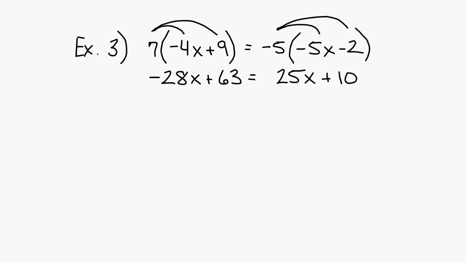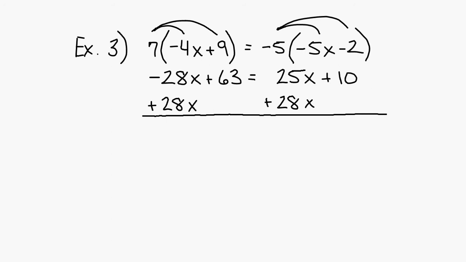Next step is to combine like terms if needed. There's no like terms that you can combine. So you're going to move the variables to one side of the equal sign now, and you're going to move the smallest variable. So you're going to move this negative 28x, which means you're going to add 28x to each side. The two 28x's will cancel out. So 63 is equal to 25 plus 28, so 53x plus 10.